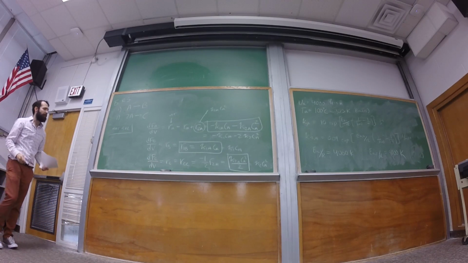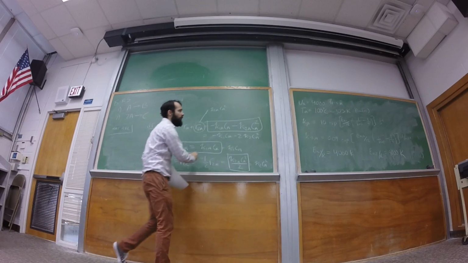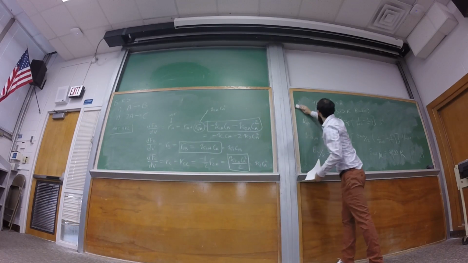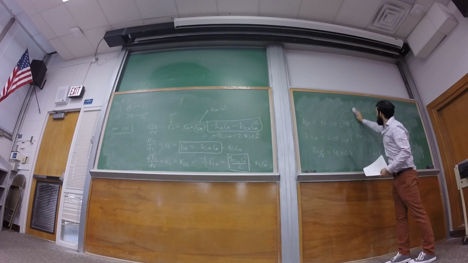All right, so those are my material balances and my rate equations. What comes after that?